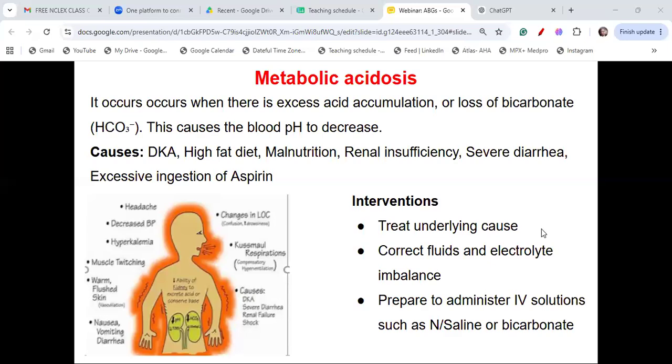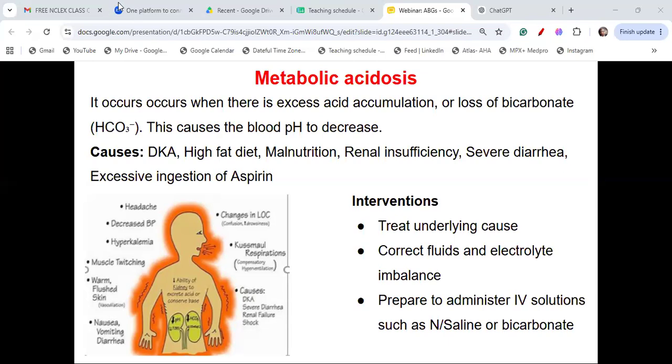So on the signs and symptoms, one experiences headache, we have a decrease in blood pressure. Again, what I want to say, their signs and symptoms are dependent on the cause, because an individual who has DKA will present differently from someone who has renal insufficiency or severe diarrhea. But just to outline them generally, I've mentioned headache. We have a decrease in blood pressure.